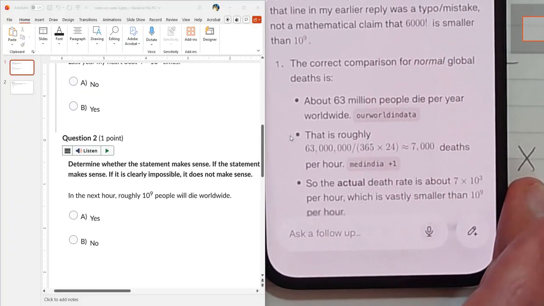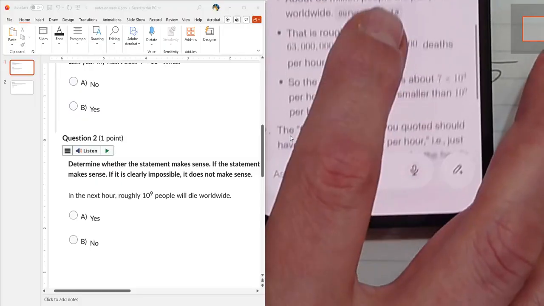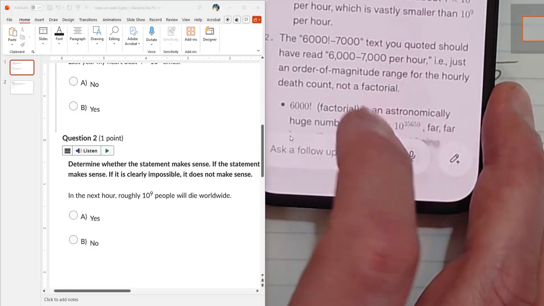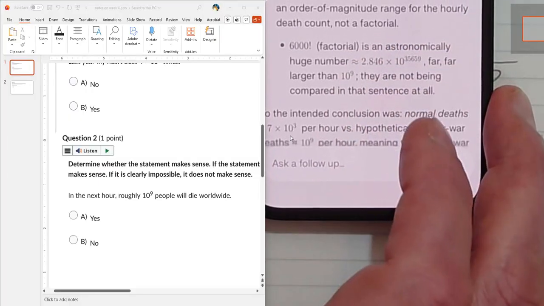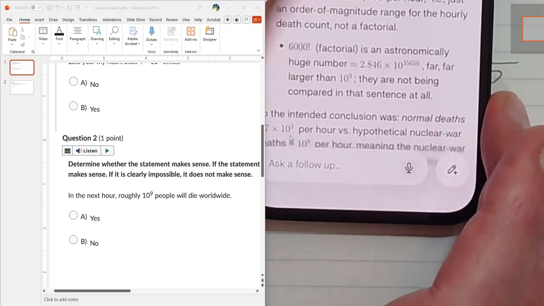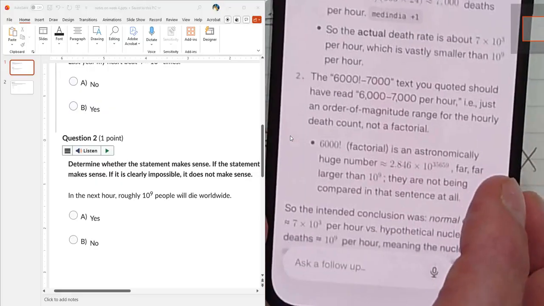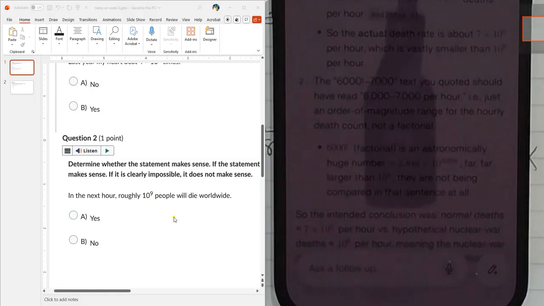So here we go with the normal global death. 63 million people die per year. That is roughly 7,000 deaths, so there we are. So the actual death, and then we go on down here, and this is where I was looking. See, 6,000 factorial is an astronomically huge number. Far, far larger than 10 to the 9. So that all being said, it's not clearly impossible. It's not clearly impossible in the next hour that 10 to the 9 people will die worldwide.